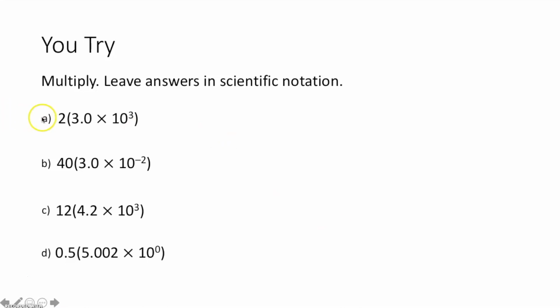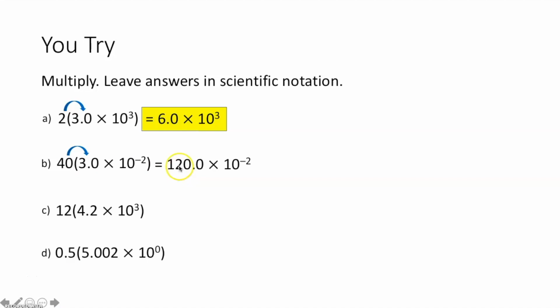Okay, we'll start with A. So we take 2, multiply it to the 3.0, we get 6.0 times 10 to the third. In part B, we have 40 times 3.0. Now, what's 40 times 3? That's 120. Now, 120, that's not like the 6 up here. 6 was between 1 and 10, so we got to leave it just like that.